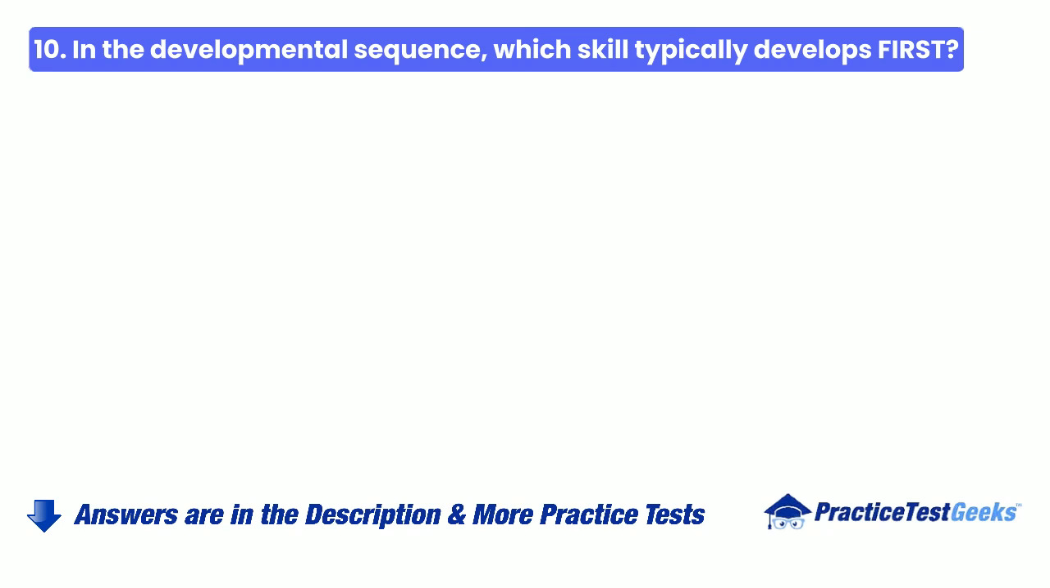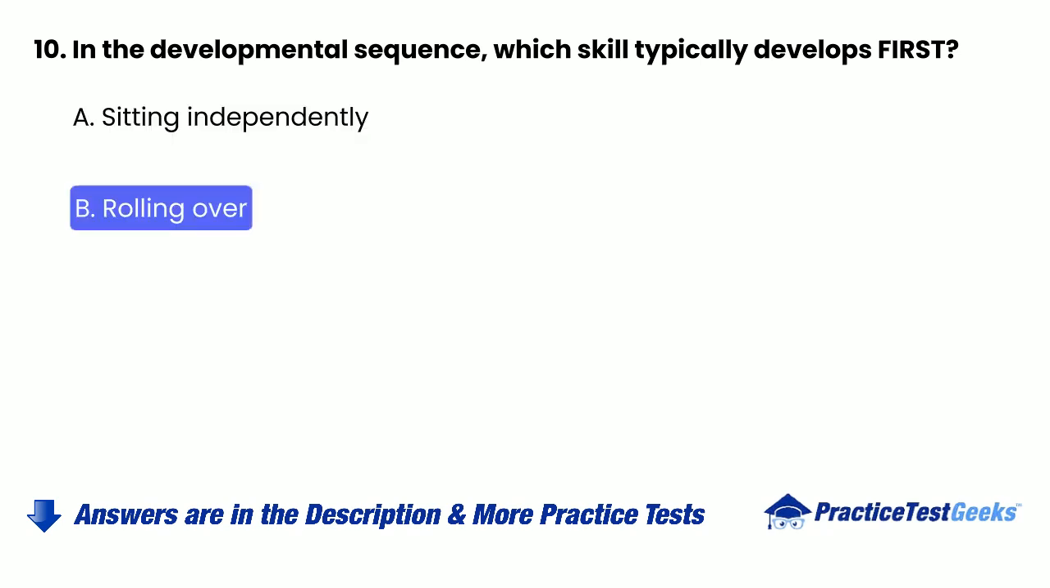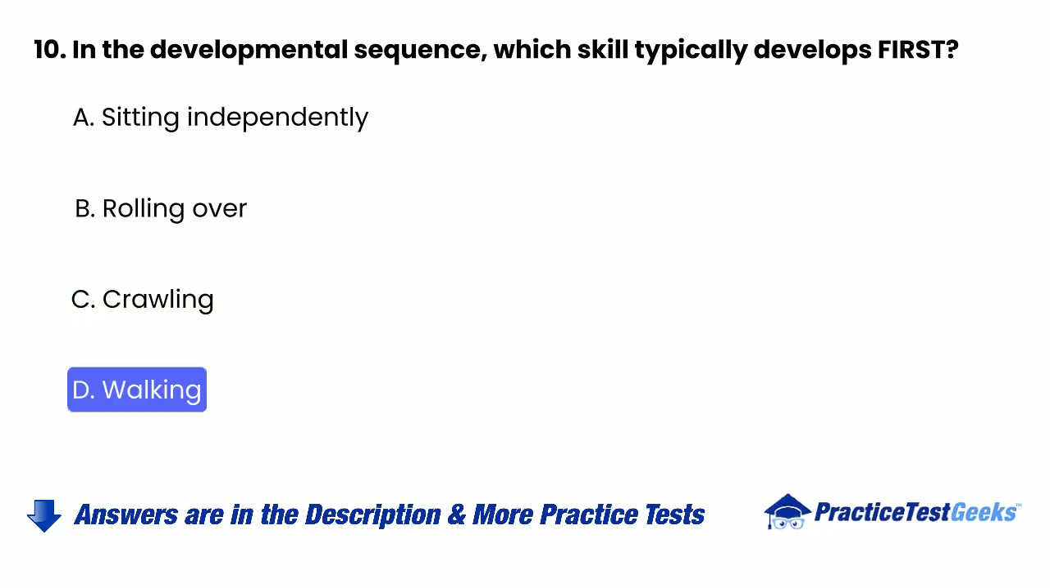10. In the developmental sequence, which skill typically develops first? A. Sitting independently. B. Rolling over. C. Crawling. D. Walking.